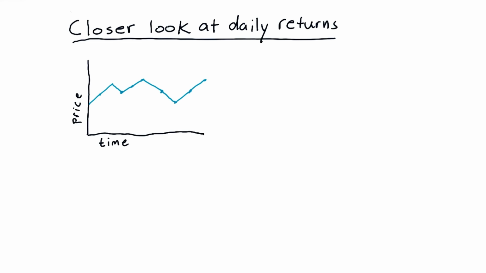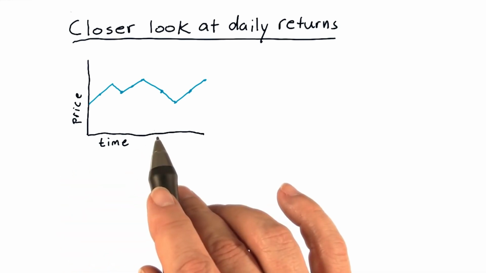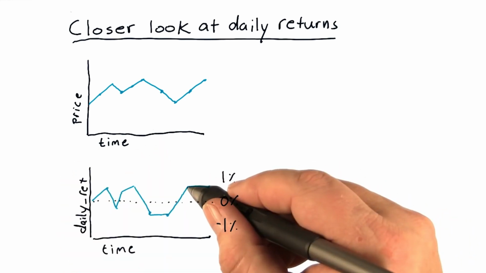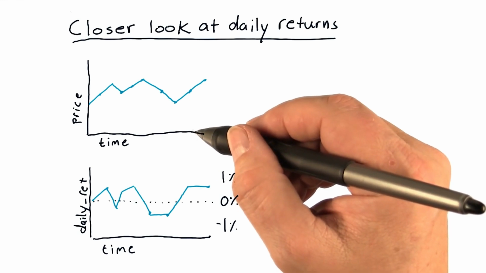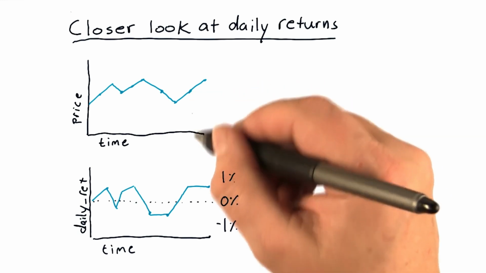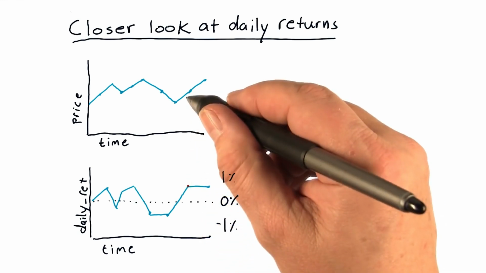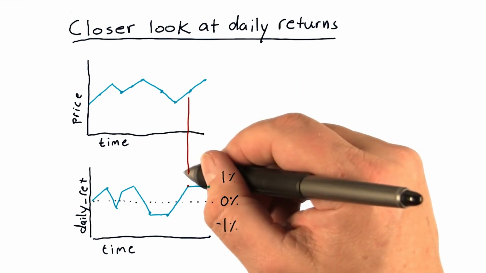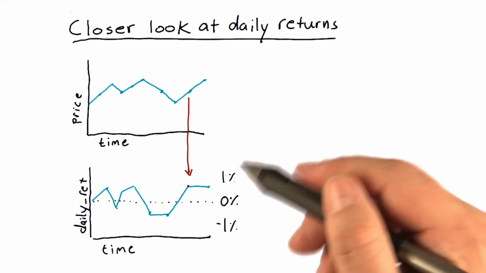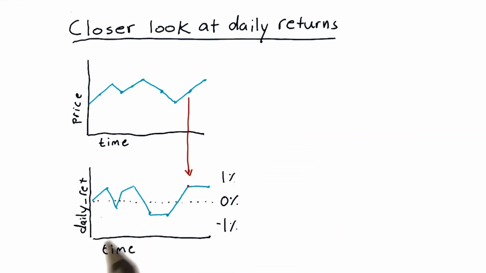And we build daily returns like we've seen before by starting with a price time series. And each point in this daily return chart is related to how much prices changed on that corresponding day. So for instance, this represents how much the price changed from this day to that day, about 1%. And of course we have that for each of the days in our history.